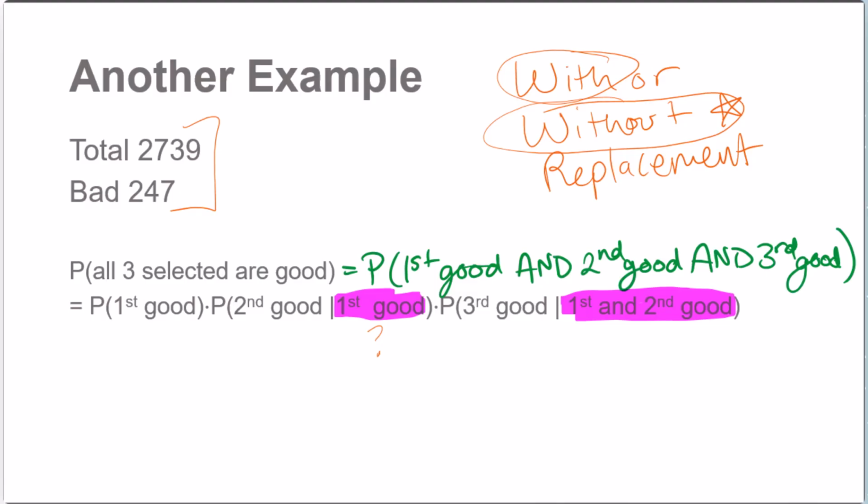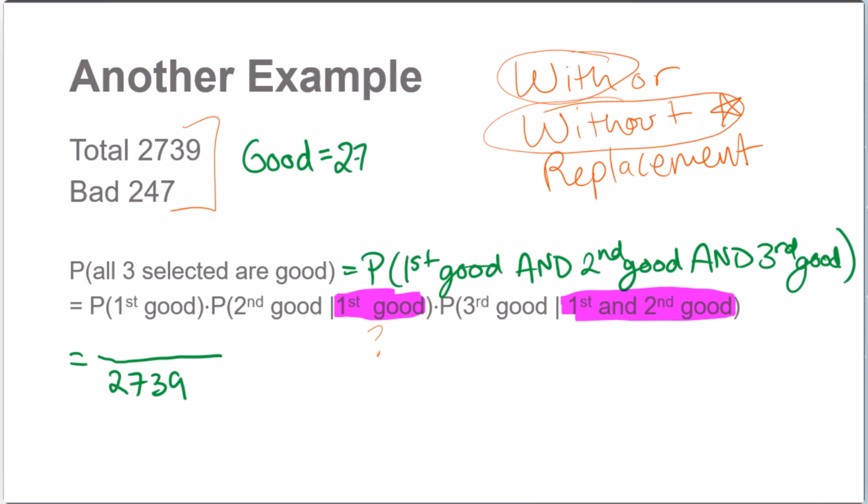So I'm going to start first with the probability of the first being good. That's my first event here. This needs to be the number of pieces of seafood that are good out of the total. I know the total is 2,739. But I need to figure out how many of them are good because I was just given how many were bad. This is very similar to the driver's example.